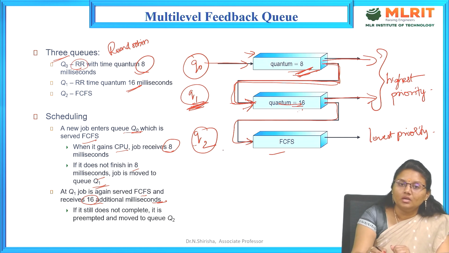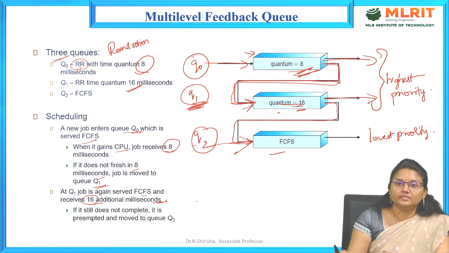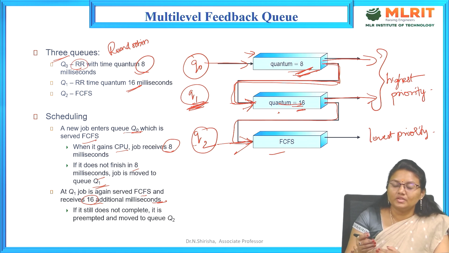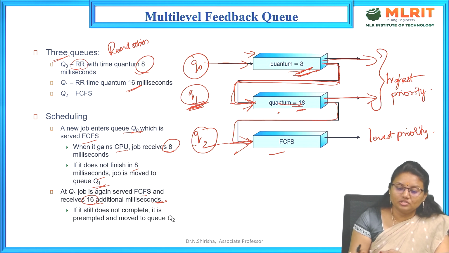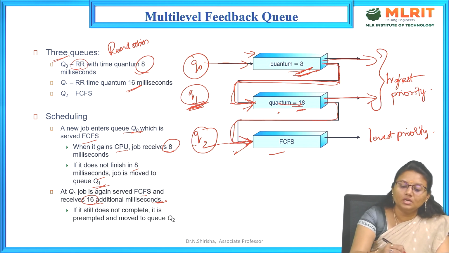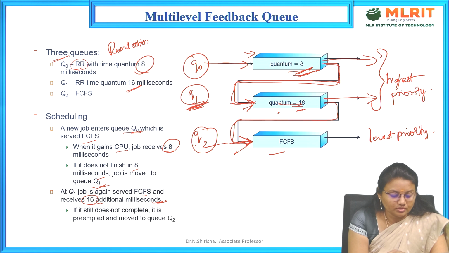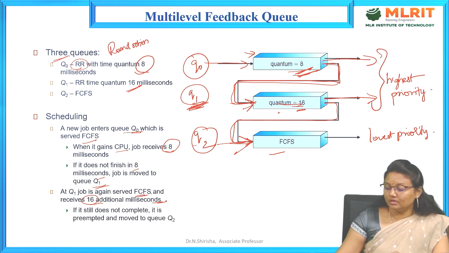We have to send it to FCFS, because if you are executing more than 16 milliseconds here, there is a quantum. So the quantum will not allow you to execute after 16. When it comes to 17, it stops and demotes the process. It deallocates that address location and gives the process to the next queue, where it has to be served as FCFS.